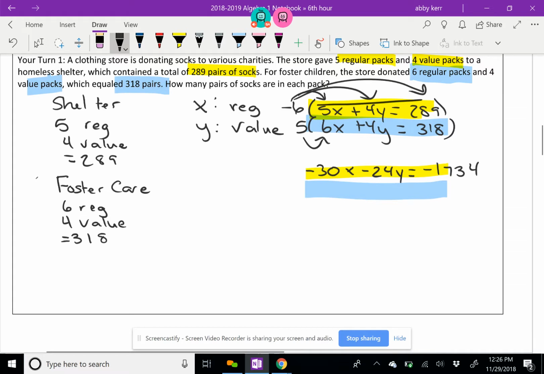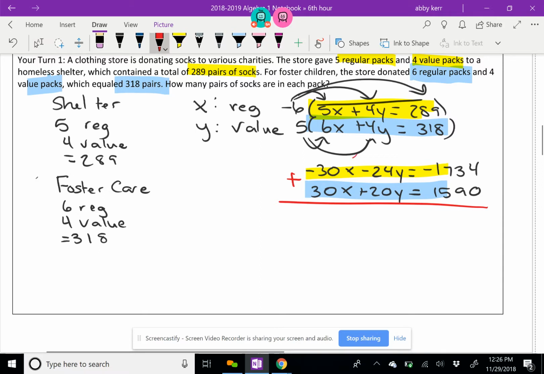Now I'm going to do my blue equation, my foster care equation. 5 times 6x is just 30x. 5 times 4y is 20y. 318 times 5 is 1590. And now we're just going to add. Negative 30x plus 30x goes away. Negative 24 plus 20 is equal to negative 4y. And then negative 1734 plus 1590 equals negative 144.